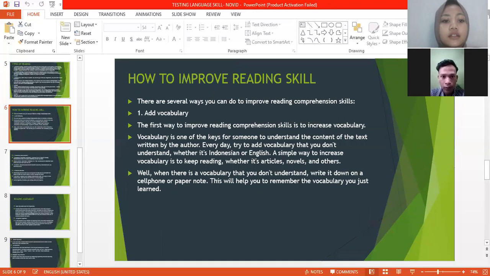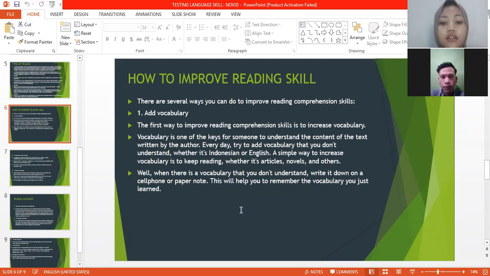The next material is how to improve reading skill. There are several ways you can improve reading comprehension skill. And the first, add vocabulary. The first way to improve reading comprehension skill is to increase vocabulary. Vocabulary is one of the keys for someone to understand the context of the text written by the author. Every day, try to add vocabulary that you don't understand.